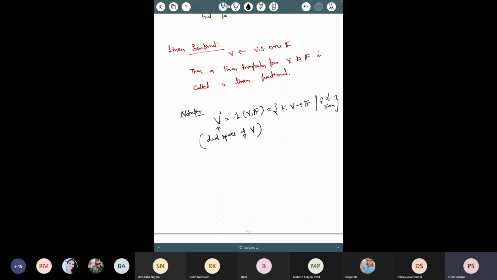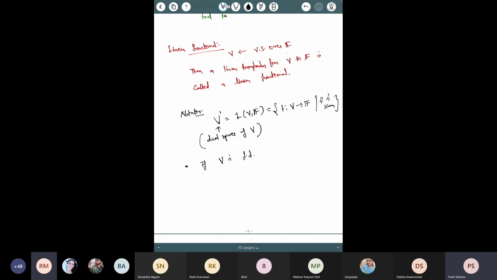Now you tell me, if V is finite dimensional. So far I have not assumed that V is finite dimensional, in the definition and in the notation I have not used anything. But if V is finite dimensional, what can you say about V dash? V dash is also finite dimensional. Why? If you are saying this, then you have to justify your argument.